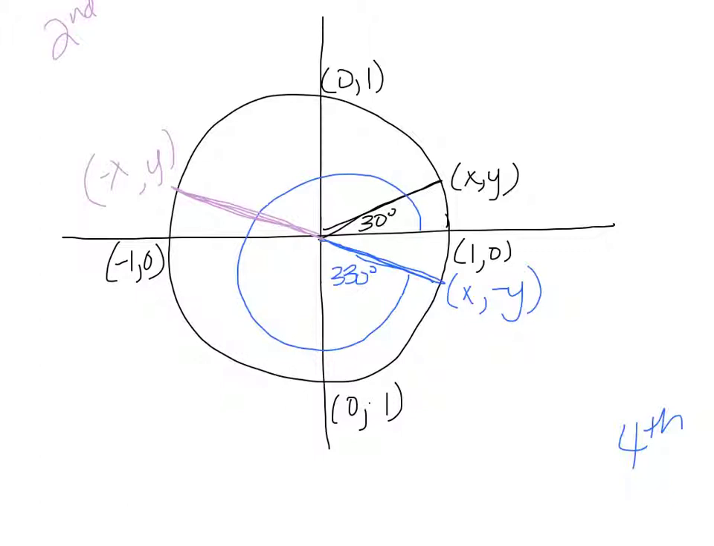That's a good way to do it. What's another way to figure out that this is 150? You could do 180 minus 30. 180 would be halfway around that circle and take off that 30-degree piece. So that's 150.